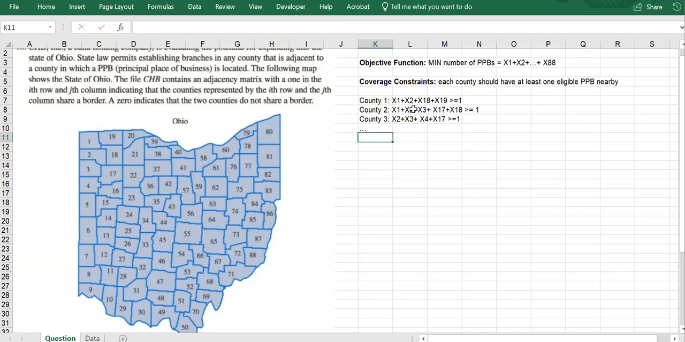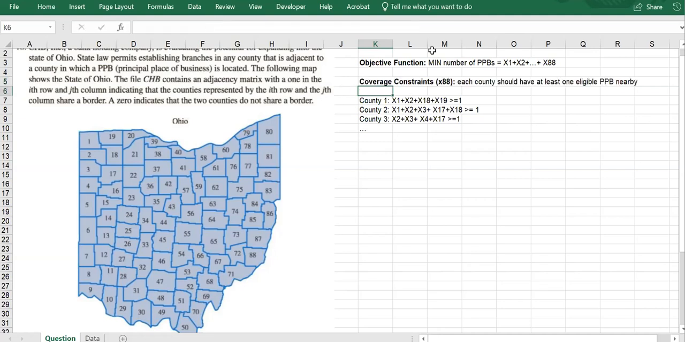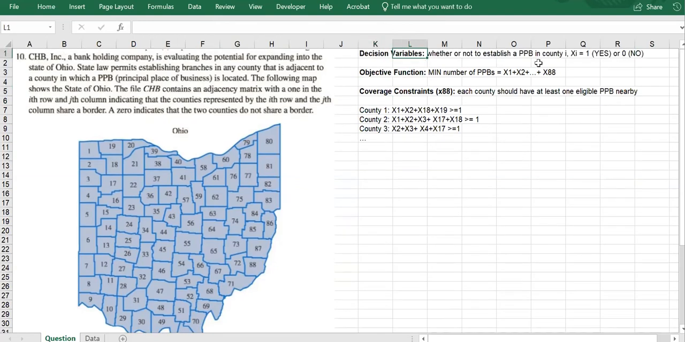Okay, so let's go ahead. This is the formulation. There have to be 88 constraints, so let me just add it here: 88 constraints. And we have the objective function and decision variables. So we're done with the formulation.